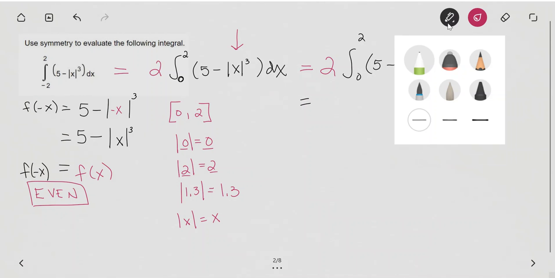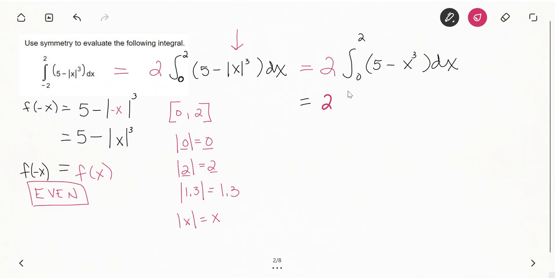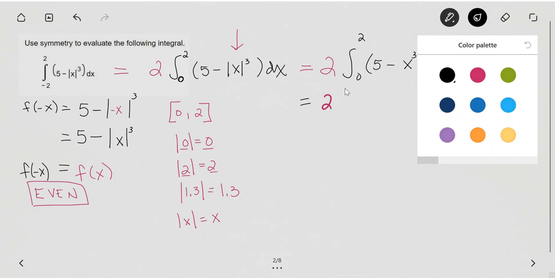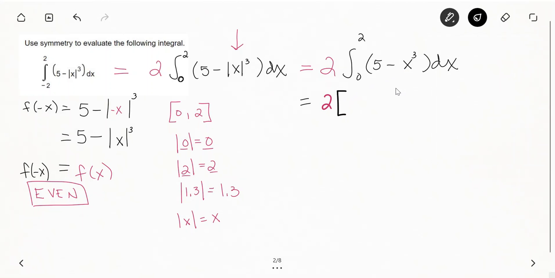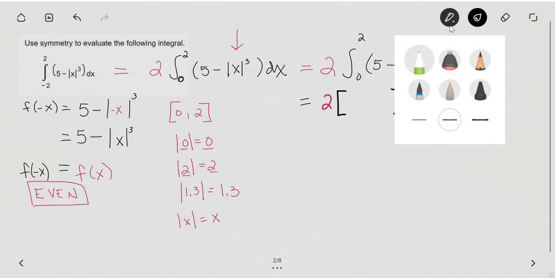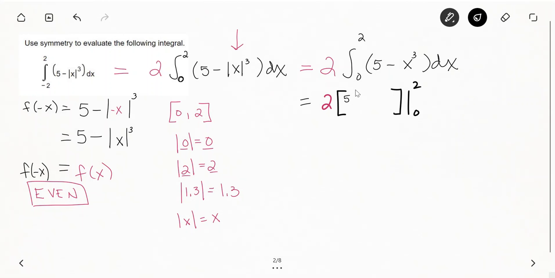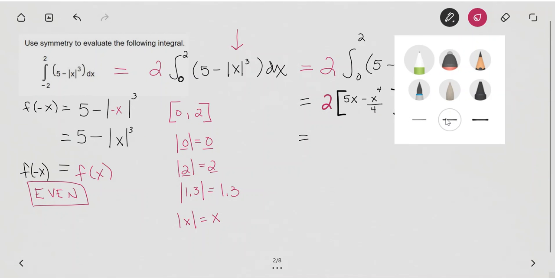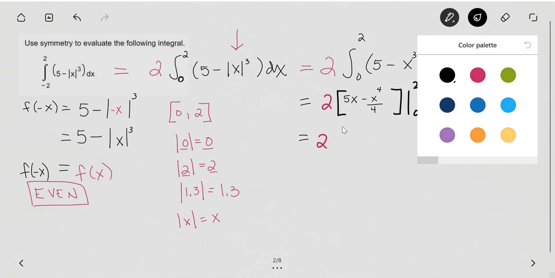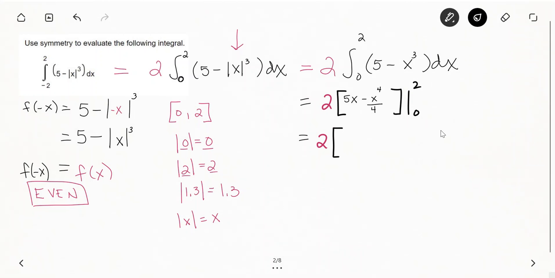Here's the easy part, right? 2 times the quantity of, if I integrate from 0 to 2, when I integrate 5, it's a constant, I get 5x, minus x to the 4th over 4. And now all I'll need to do, and don't lose this 2, by the way, don't drop that 2.